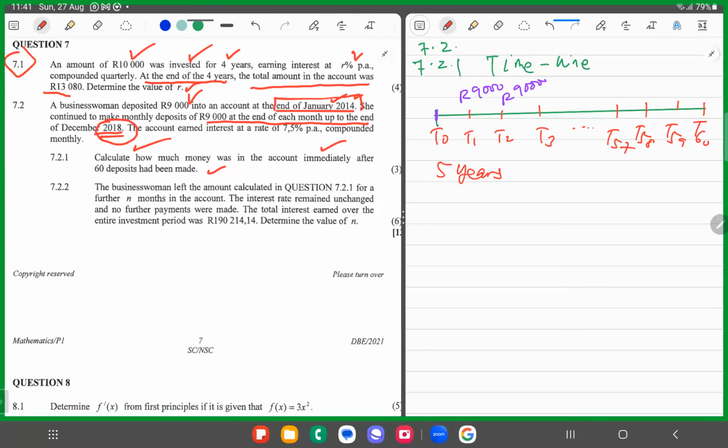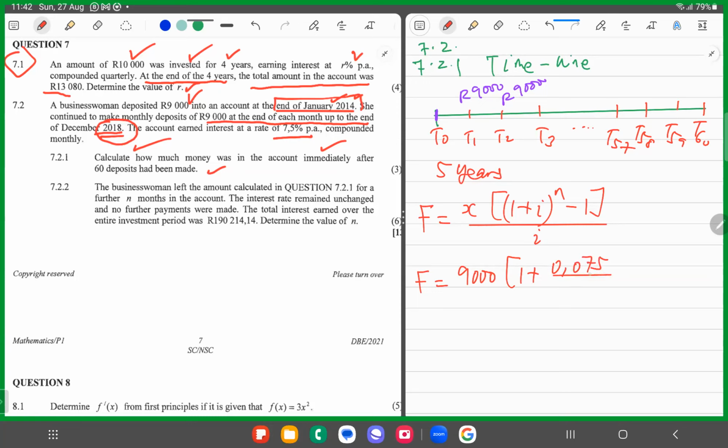Okay, so the future value is x into 1 plus i to the power n minus 1, all divided by i, where x is 9,000. The account earns interest at a rate of 7.5% per annum compounded monthly. So if it is 7.5%, it's going to be 0.075, and you divide by what? It's monthly, divide by 12.